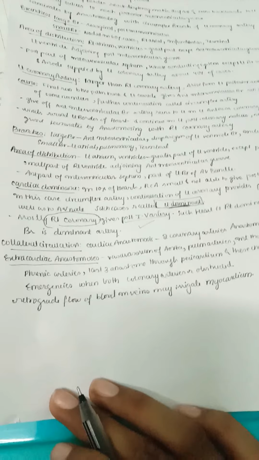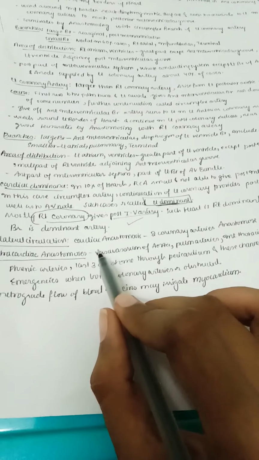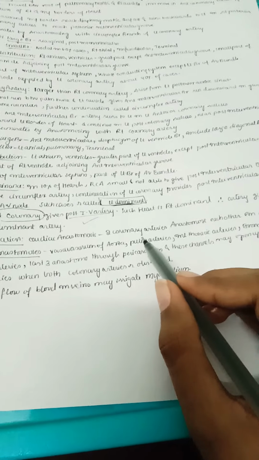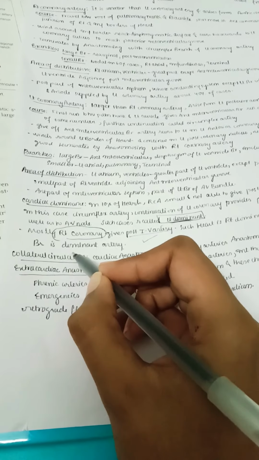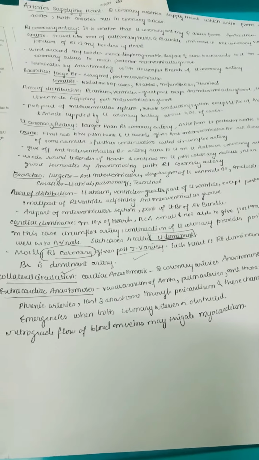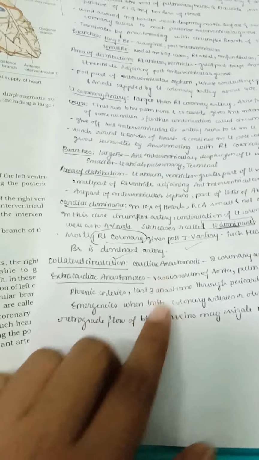Now we will see what collateral circulation is. Cardiac anastomosis is where the two coronary arteries anastomose with each other in the myocardium. So, collateral circulation: as we have seen, the right coronary artery will anastomose with the left coronary artery, whereas the left coronary artery will anastomose with the right coronary artery. So those are cardiac anastomoses.